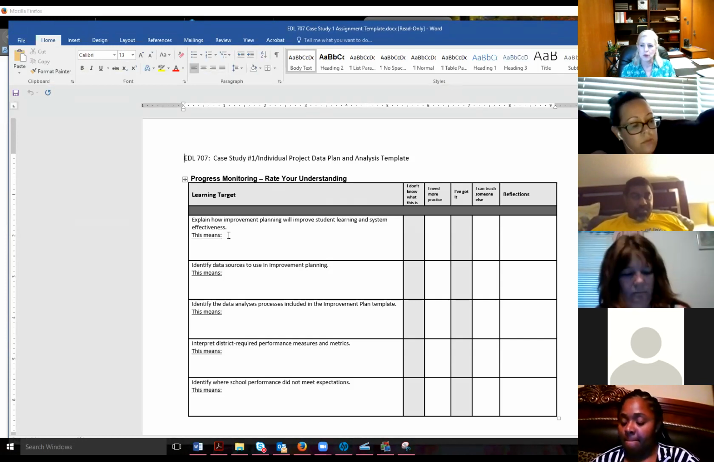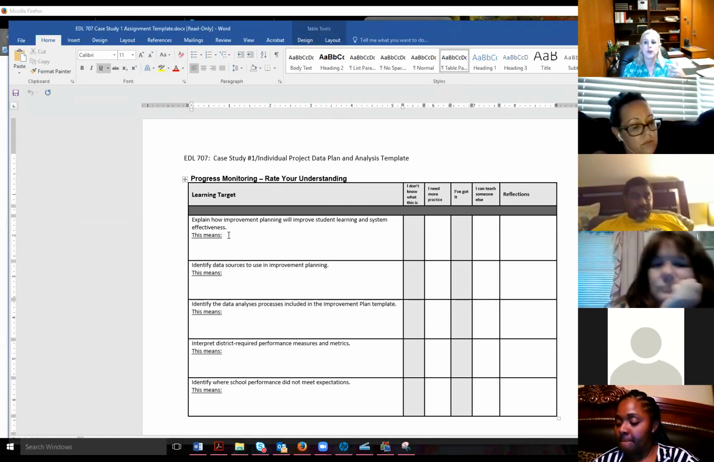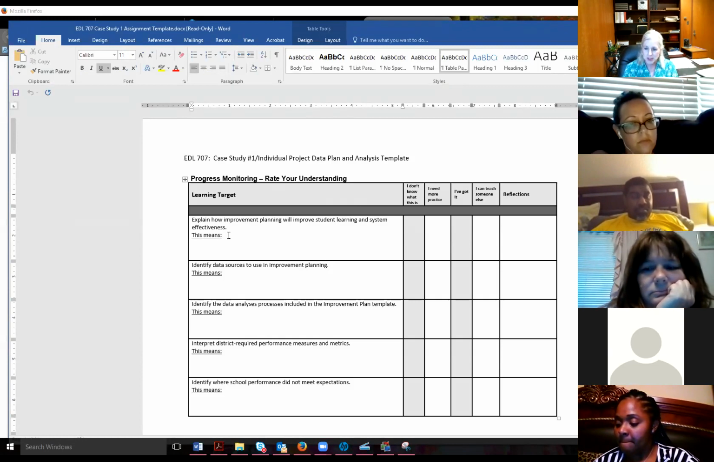Again, I'm not looking for the scientific right answer. If you don't know what it is, just say that: I have no idea what this is, because that helps me to know where I need to assist you in mastering this material. Then you're going to rate yourself, and then the reflection is, tell me why you rated yourself the way you did. So let's look at the first one.